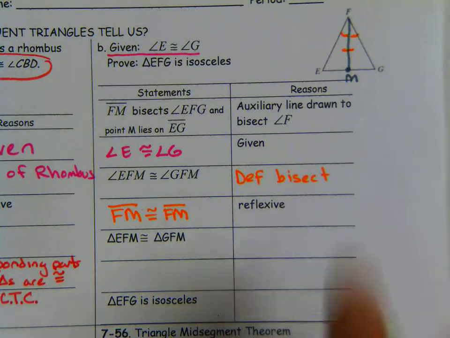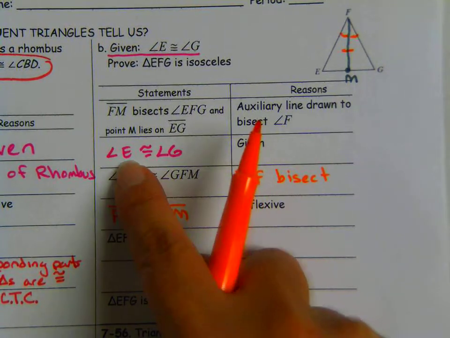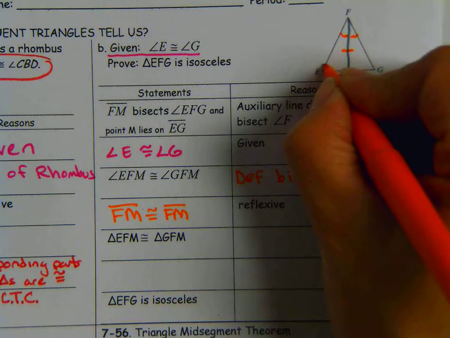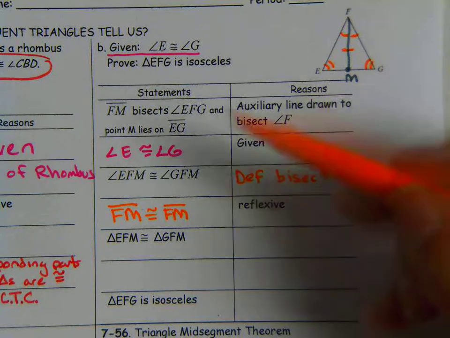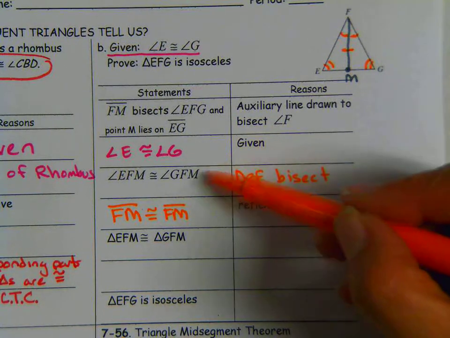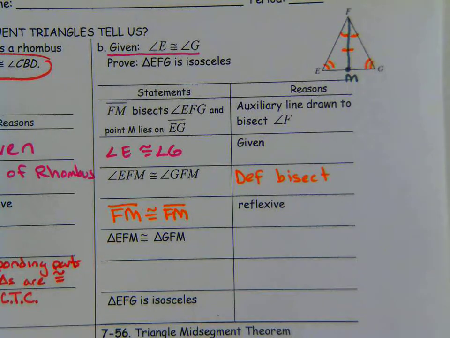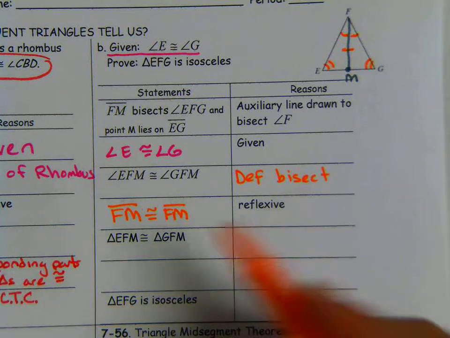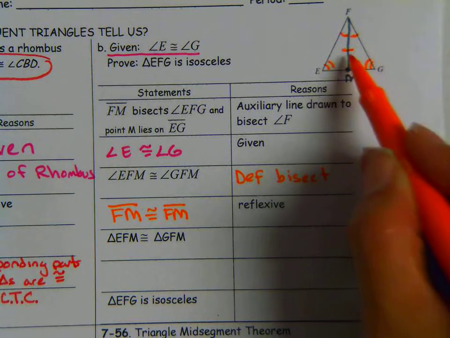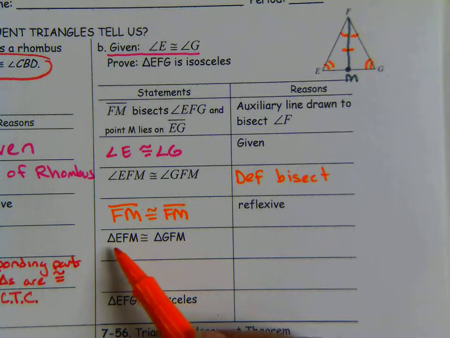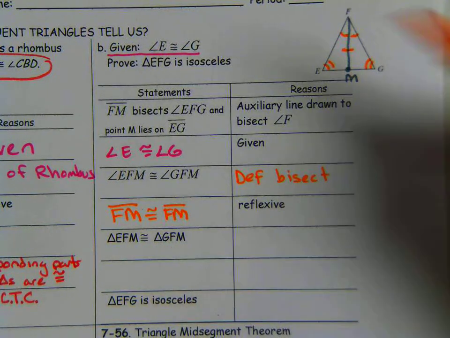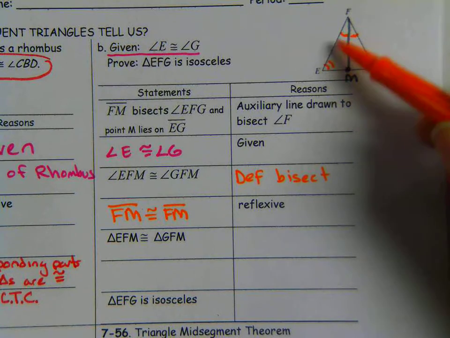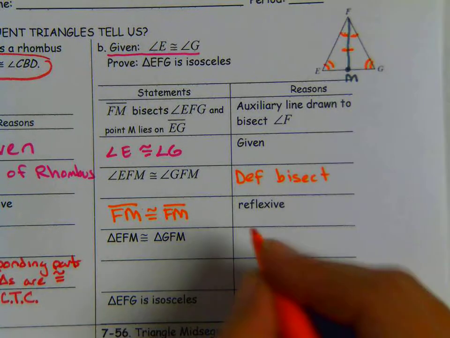All right, let's make sure I got, I never marked this. I never marked angle E and angle G, so I'm going to go ahead and do that right now. Angle E and angle G. So I always want to make sure I dirty my picture. I've got 1, 2, 3 things that should be marked on here. Now I can show that these two triangles are congruent to each other. So I've got triangle EFM is congruent to GFM. That's by angle, angle, side.